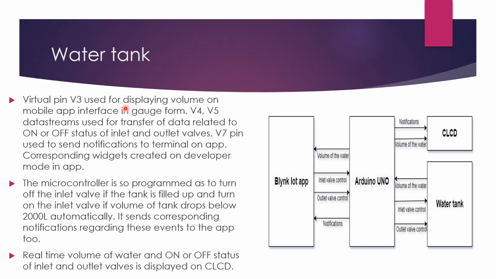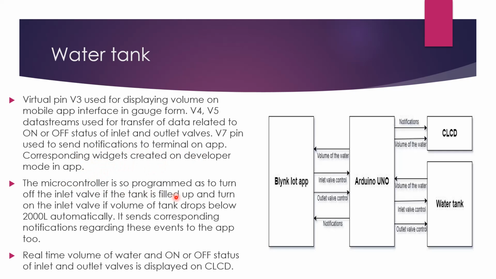Now virtual pin V3 is used for displaying volume on the mobile app interface in gauge form. V4, V5 data streams, which we created earlier using the Blynk dashboard, are used for transfer of data related to the on or off status of the inlet and outlet valve. V7 pin is used to send notifications to the terminal on the app. Corresponding widgets are created in developer mode in the app.